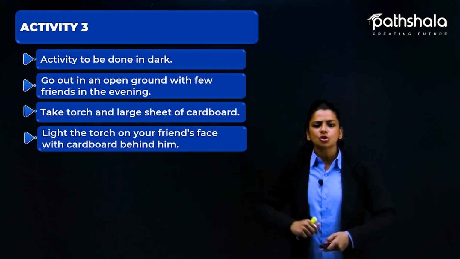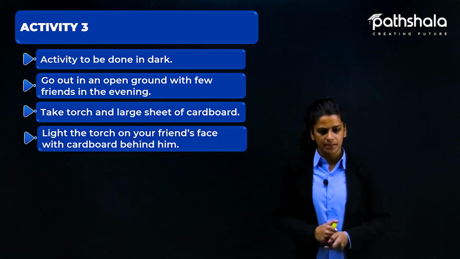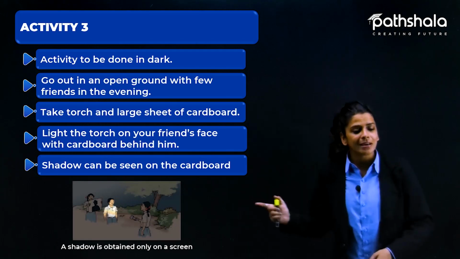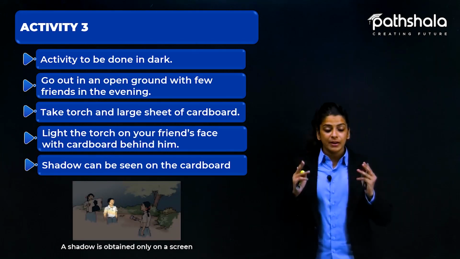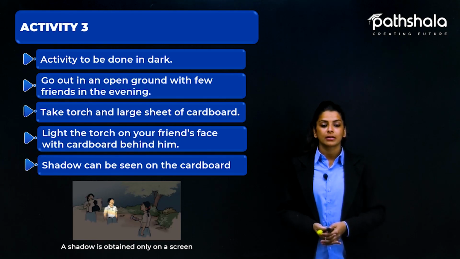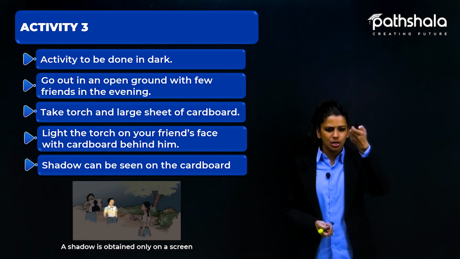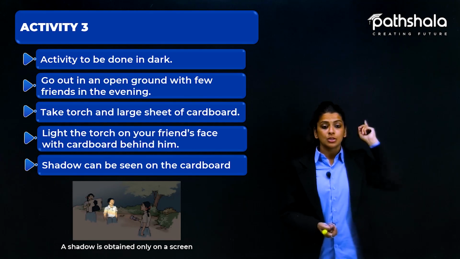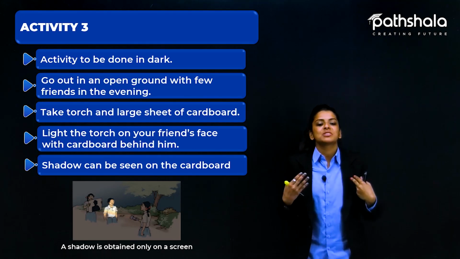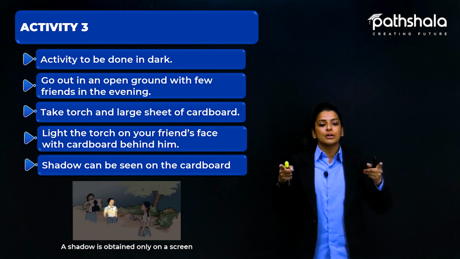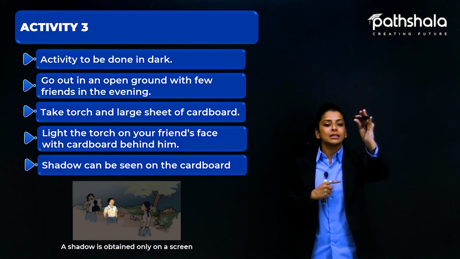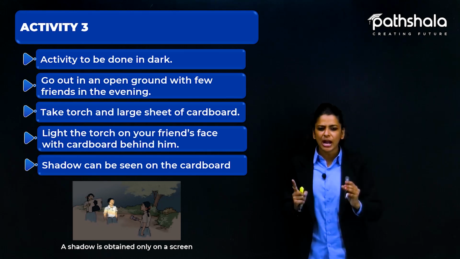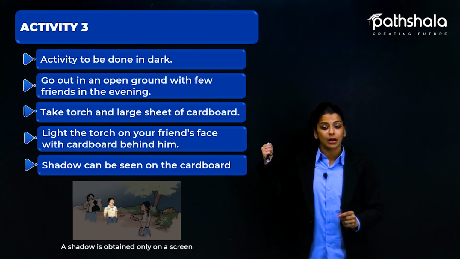Now light the torch on your friend's face with cardboard behind him. A shadow can be seen on the cardboard. So here is the picture. आपका फ्रेंड जो है वो कार्डबोर्ड के सामने ऐसे खड़ा है. Now you light a torch on your friend's face with the cardboard at the back. So if I am that friend and I am standing just in front of the cardboard and somebody is pointing a torch on my face, what will happen? A shadow will be formed at the back of the cardboard.